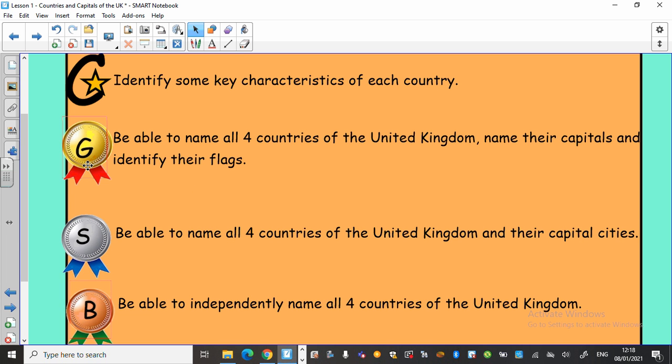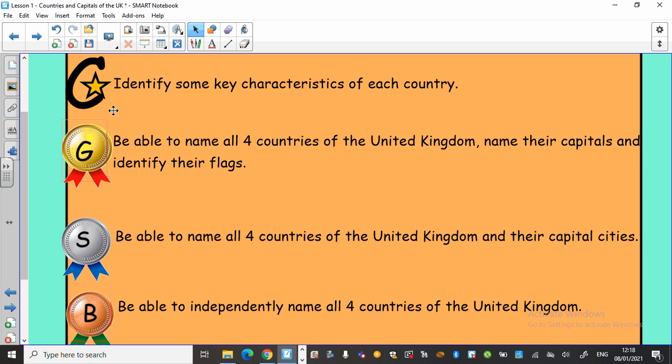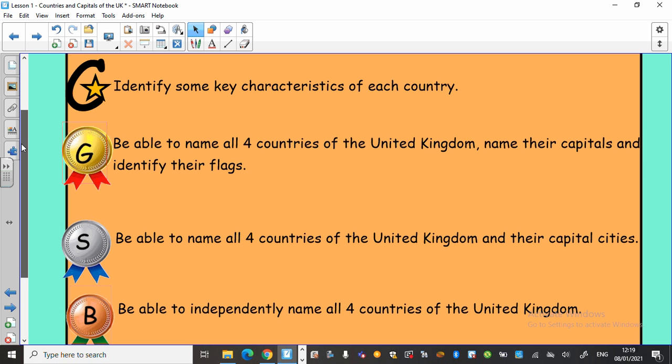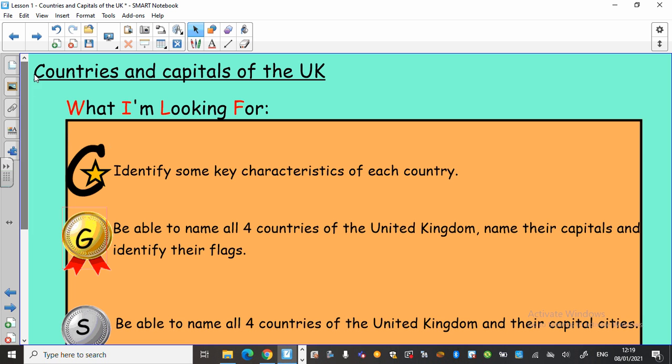If you want to get gold today, you need to name all 4 countries and their capitals and be able to identify their flags. So be able to say, yep, that's the flag of this country, or that's the flag of this country. And if you really want to go for it today, which I want as many of us as possible to go for challenge, you will need to be able to do all of these things here, but also identify some key characteristics of each country. And if you're not quite sure what this word means, especially in this context, you will understand as the lesson goes on. So we're all going to aim for challenge today if we possibly can.